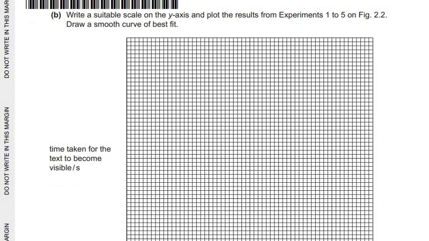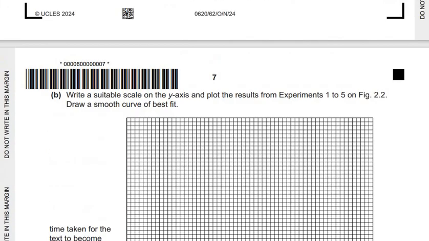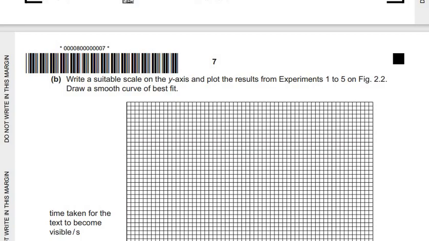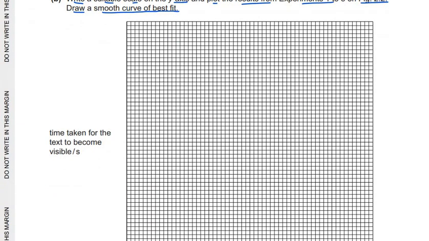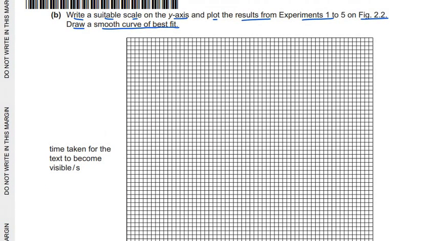Now in the next part we can see that there is a grid shown here. Let's see now what is the question here. Write a suitable scale on the y-axis and plot the results from experiments 1 to 5 in figure 2.2. Draw a smooth curve of best fit. Now here is a grid. I will pause the video and draw the graph for you.